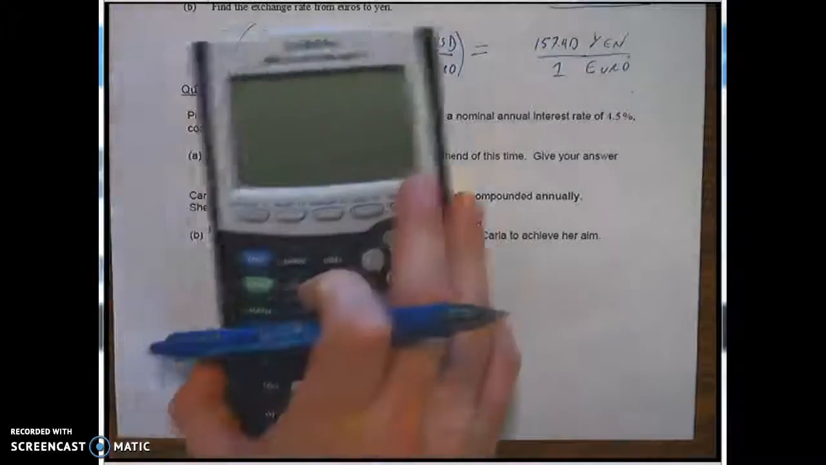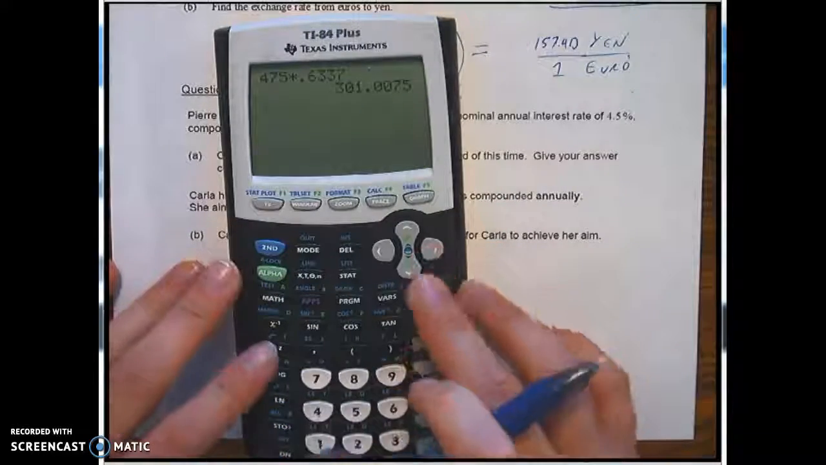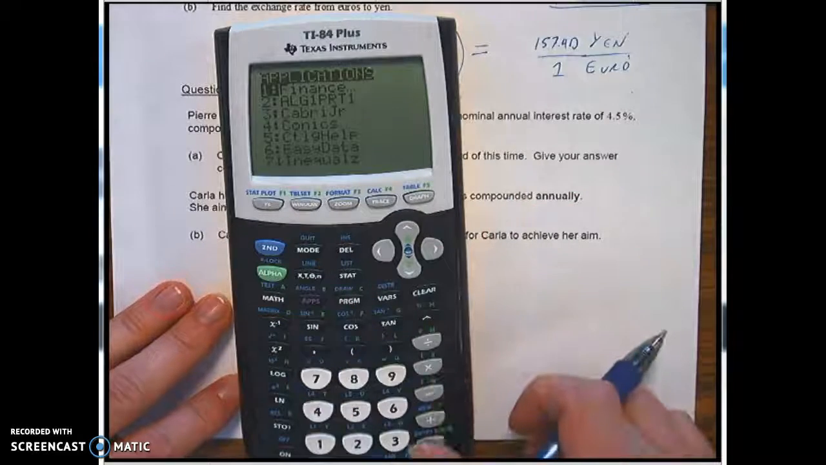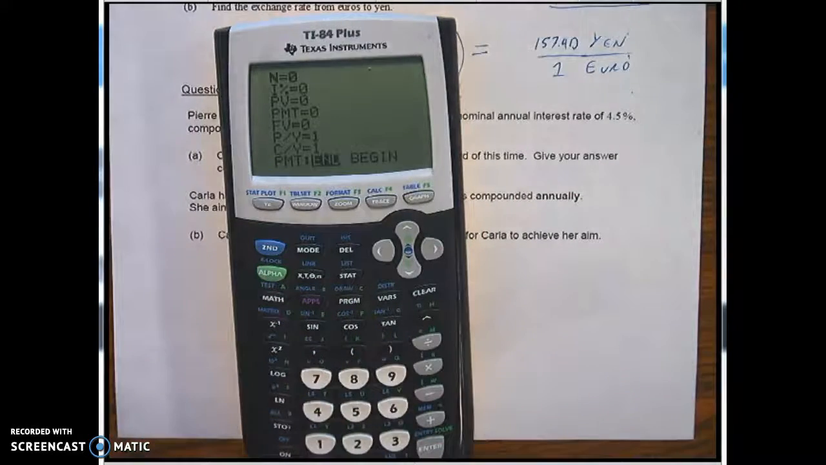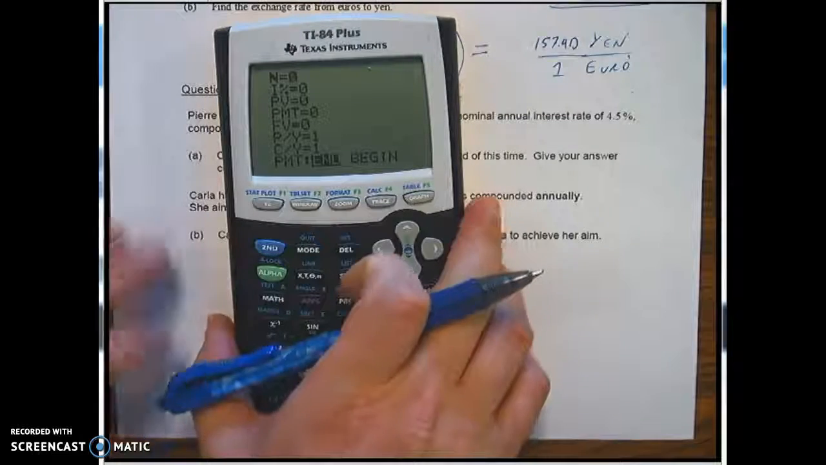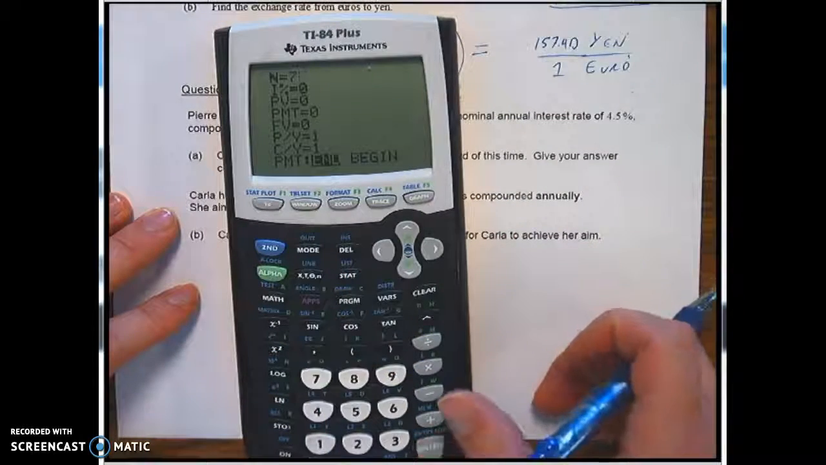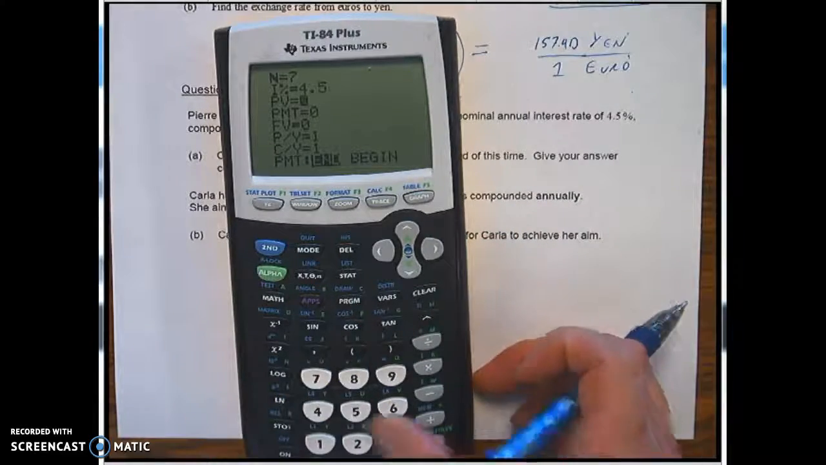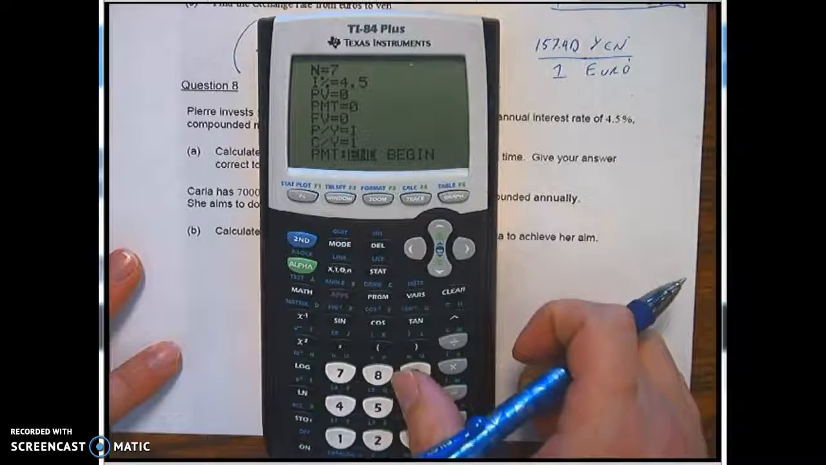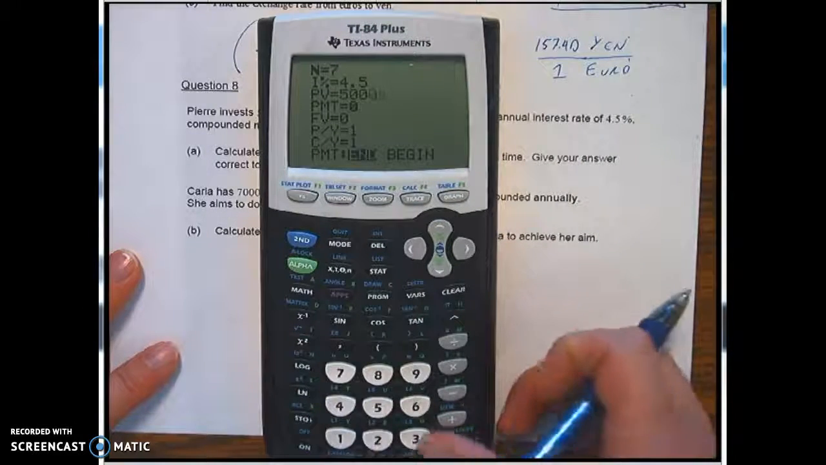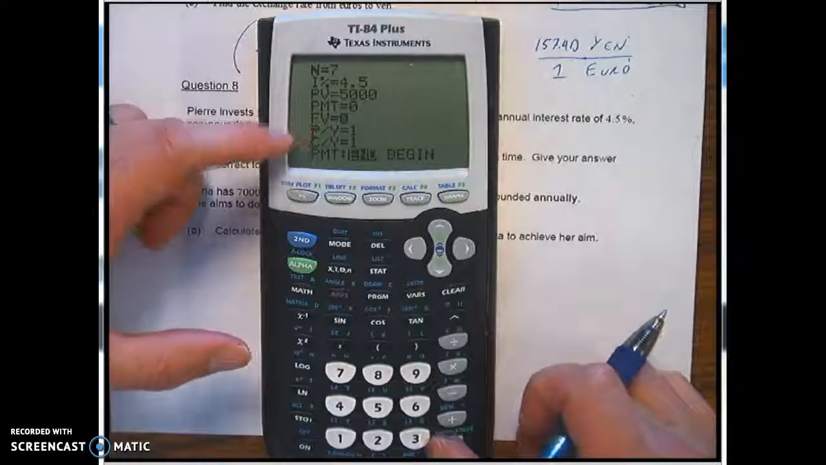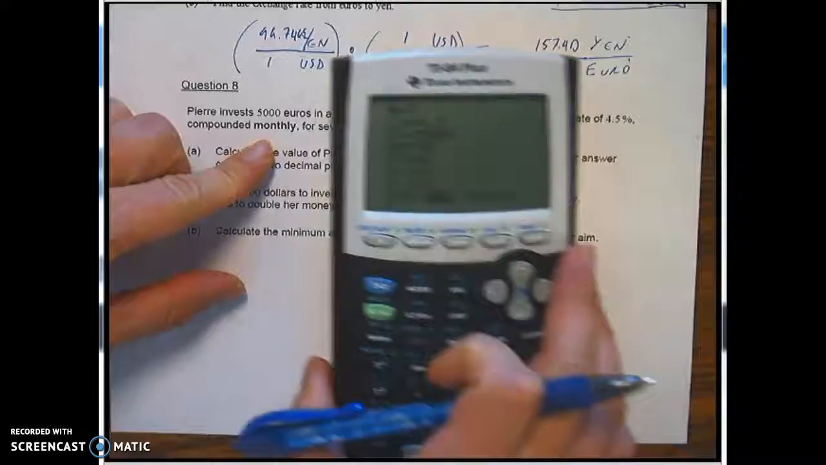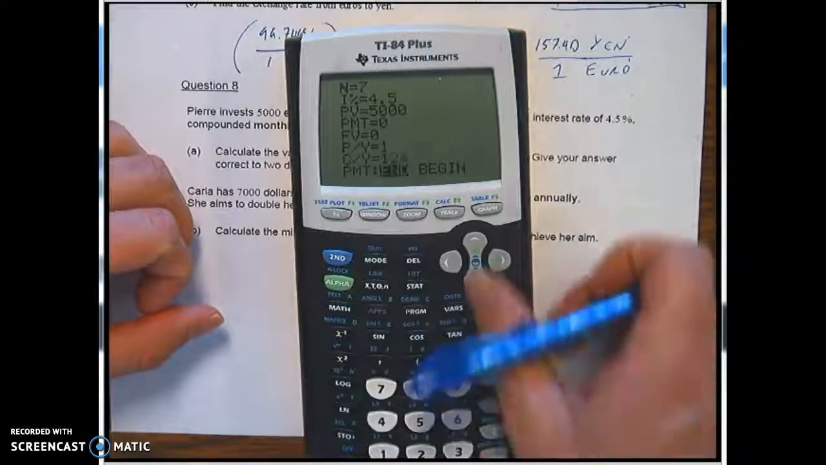Correct to 2 decimal places. So the trick here is to use the financial calculator, and it's always under the apps 1, 1. That's the way I remember it. Apps 1, 1 to get to the financial calculator. It said 7 years, and the interest rate was 4.5%. He's got 5,000 euros. Always keep the payment at 0. I'm trying to find the future value. Always keep the payments per year at 1. The compounds per year, it says compounded monthly, which would be 12 times per year.